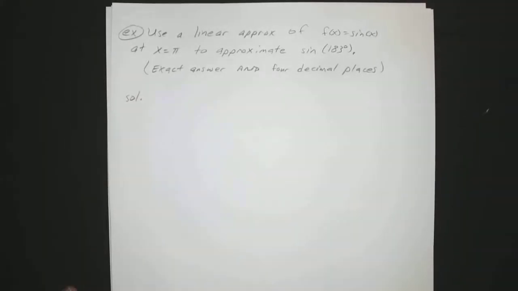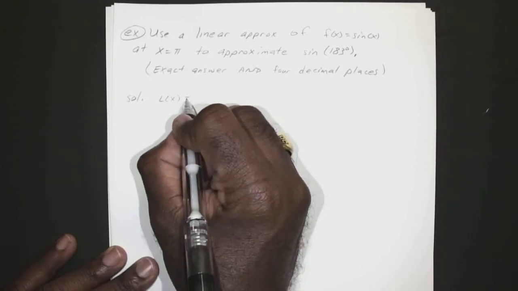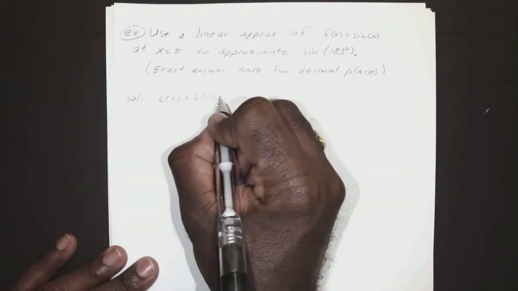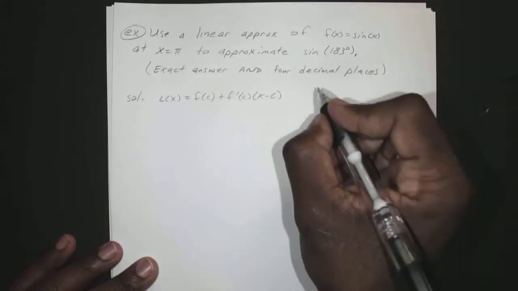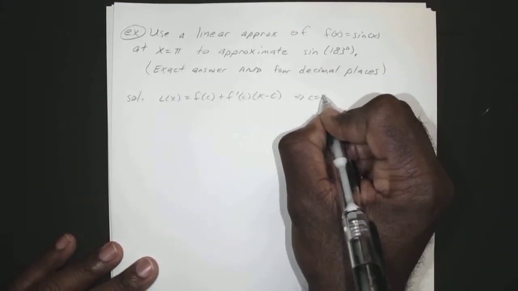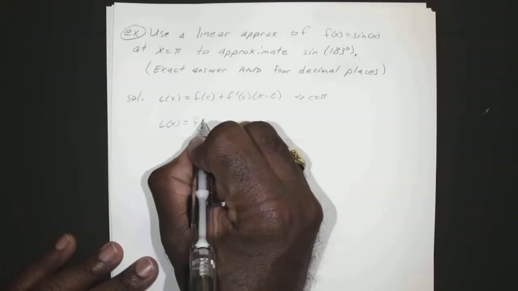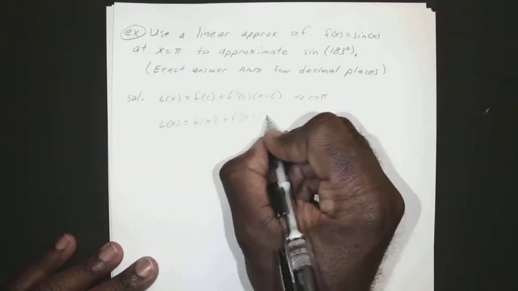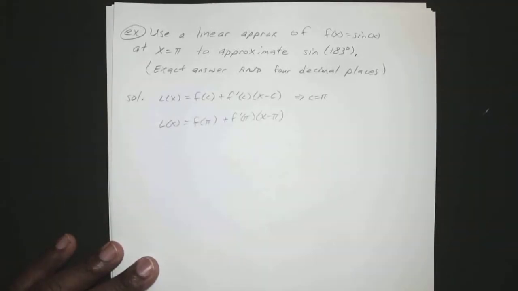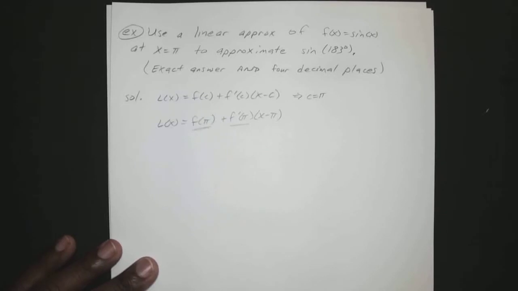Even though we're dealing with trig functions, it's the exact same process. Nothing changed. Our linear approximation is equal to f of c plus f prime of c times x minus c, where in this case c is equal to pi. So linear approximation is equal to f of pi plus f prime of pi times x minus pi. So we need to find our f of pi and f prime of pi.